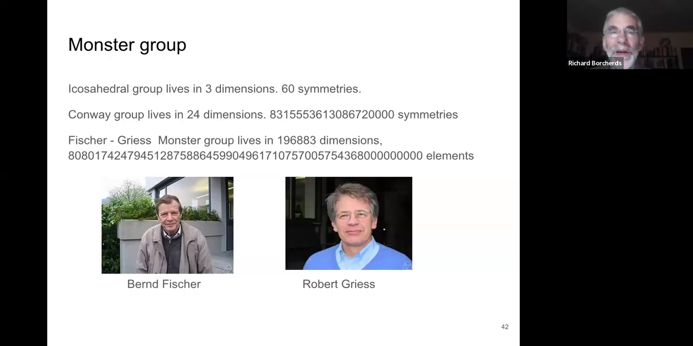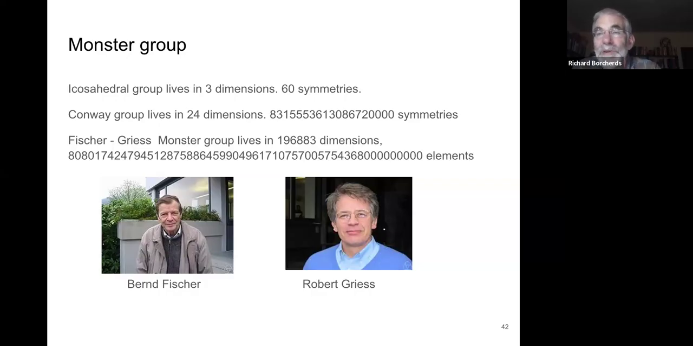So that's explained the number 196884. Now I want to explain the number 196883. As we saw, the icosahedral simple group lives in 3 dimensions and has 60 symmetries. Conway's group, I said, lived in 24 dimensions and has this ridiculously large number of symmetries. And Fischer and Griess discovered an even bigger group by starting with the Leech lattice and then, in some sense, working up from there. They found this ridiculously large group called the monster living in 196883 dimensions.